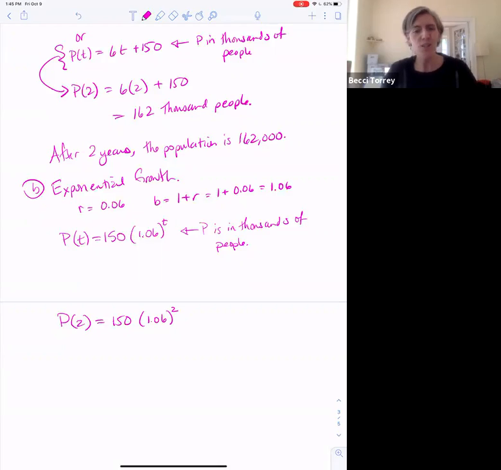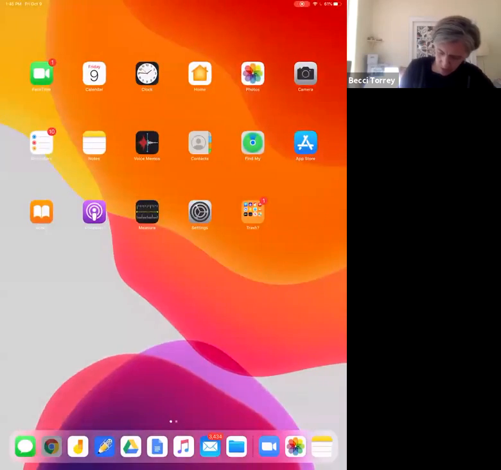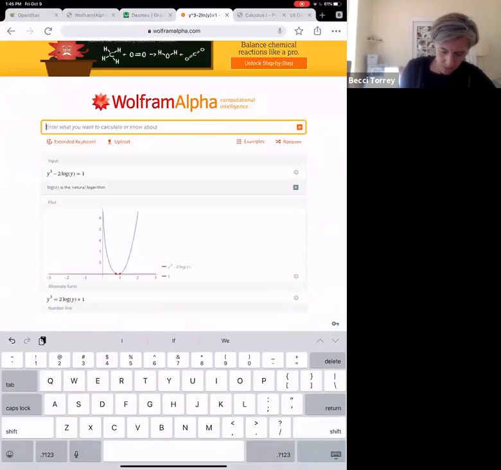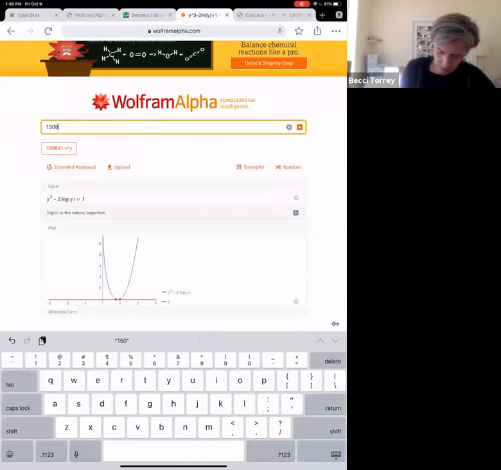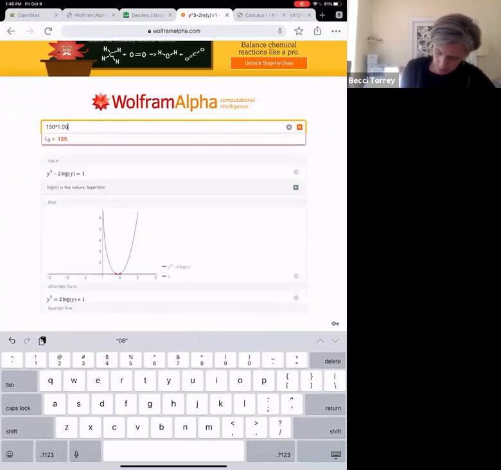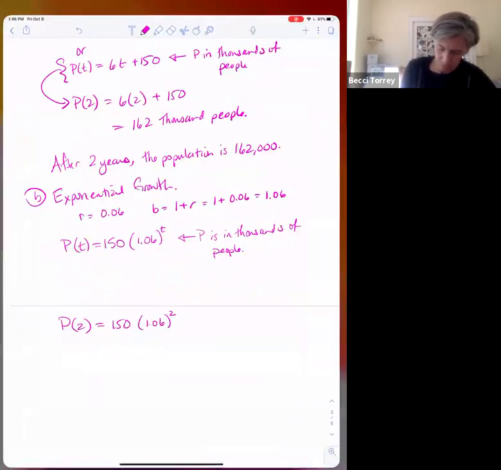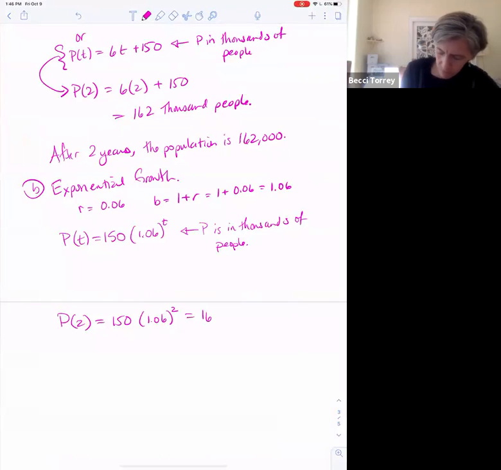If you were in a test situation, you would just leave your answer like this. We don't have a calculator, we can't figure it out. I'm going to pull up Wolfram Alpha so we can see what our population value is. So this should be 150 times 1.06 squared. Right, and that's 168.54 thousand people. I think that's what it was.